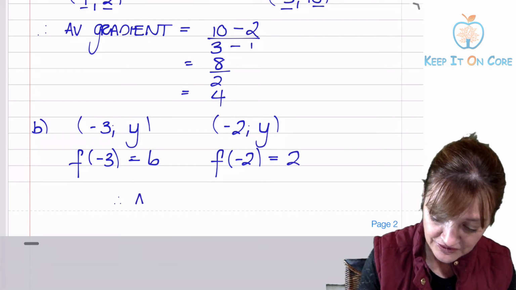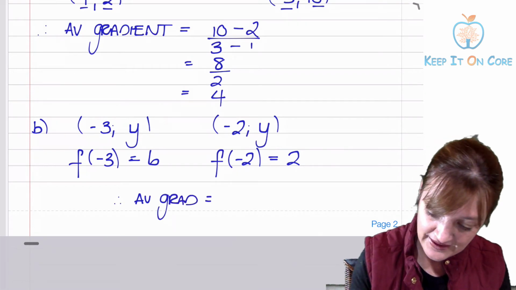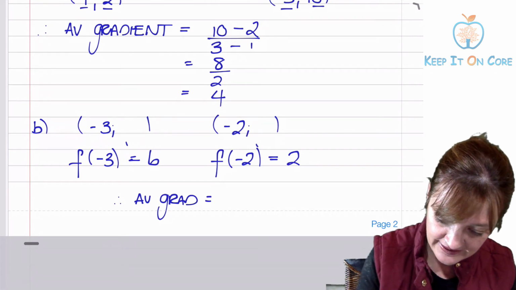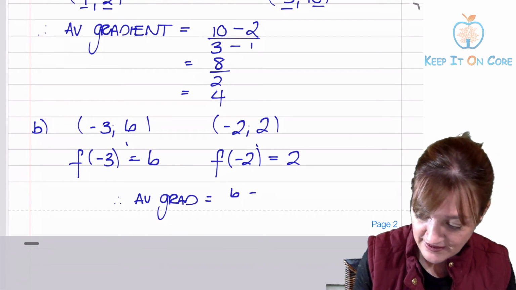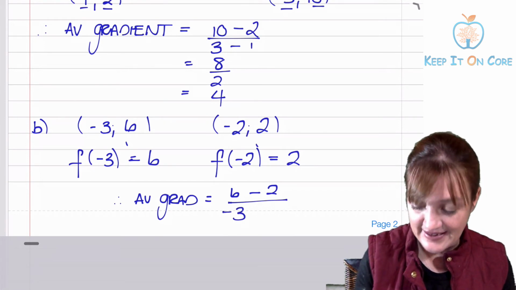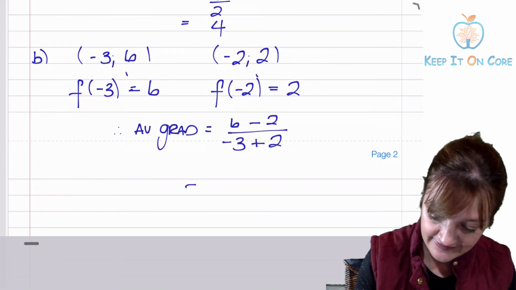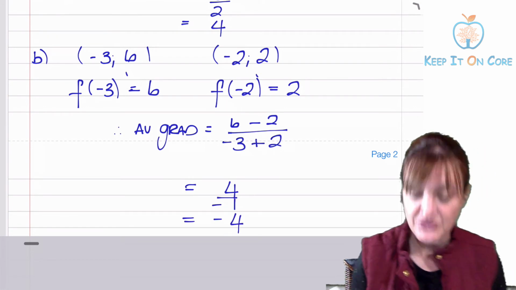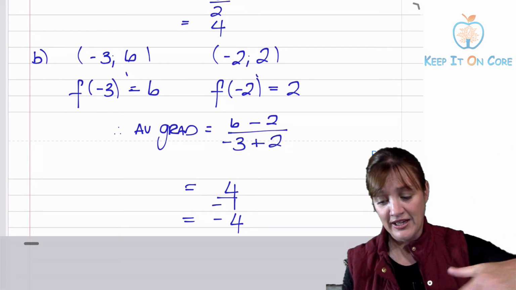Then we say average gradient is the change in y over the change in x. Let's just fill these in. Let's take those unknown y's away, and fill in that was 6 and that was 2. Then we say y1 minus y2 over x1 minus a negative, which becomes plus x2, so just remember that. And what do we get? I'm landing up with a 4 over a -1. So in this case, the average gradient would be -4. Negative gradient, that's the one pointing down.